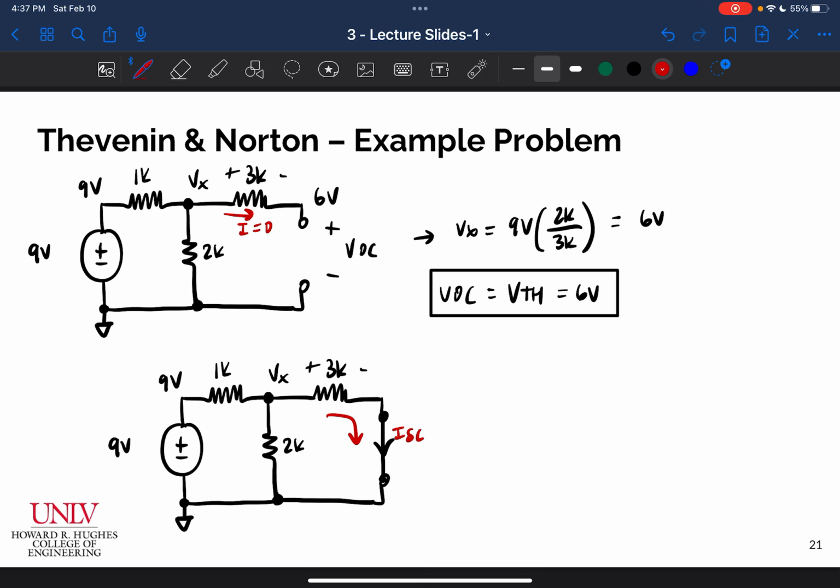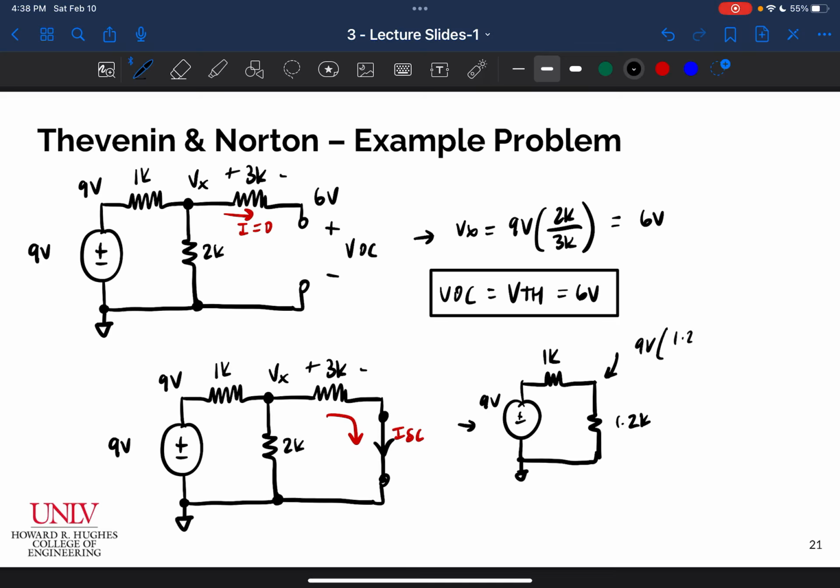Okay, so what I can do is I can notice now that since I have a short there, I have a 2K and a 3K that are in parallel with one another. They share this node, they share this node. They've got Vx on one side and ground on the other, so those are in parallel. And I can find the equivalent, which would just look like a voltage divider, where this is 1K, this is 9 volts, and then my equivalent is 2K times 3K divided by 2K plus 3K, or 1.2K here.